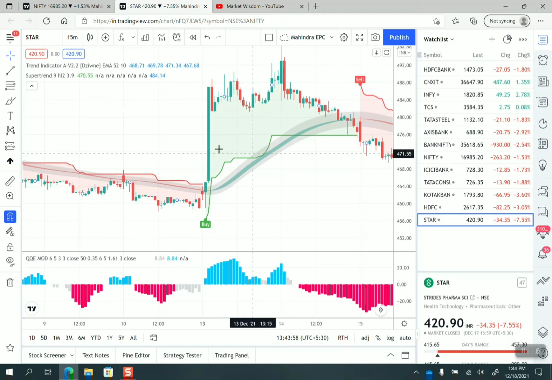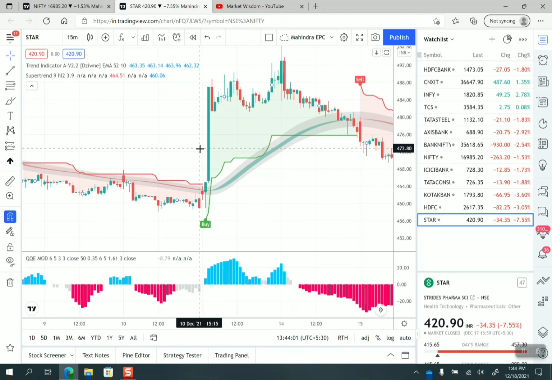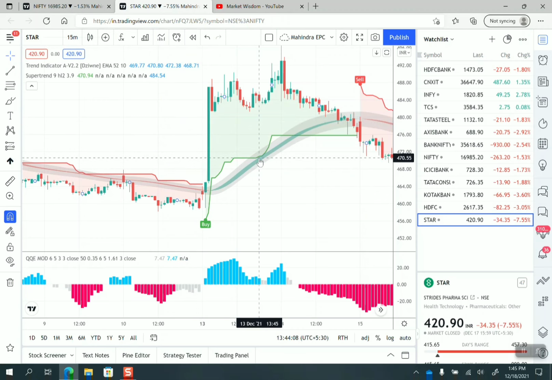So I would suggest try this strategy on Nifty, Bank Nifty trades only, and in case of stocks you can go with the 15-minute candle. And yeah, this is what the strategy is.